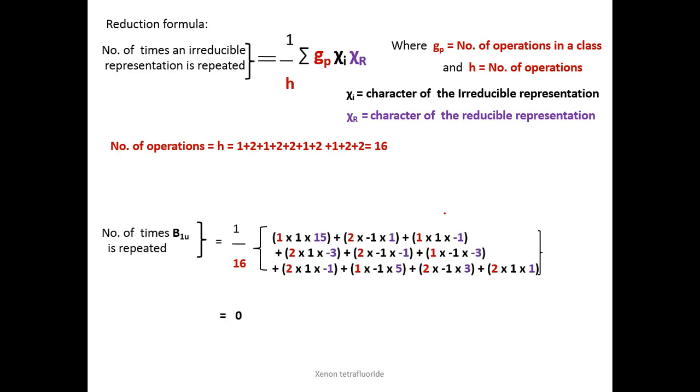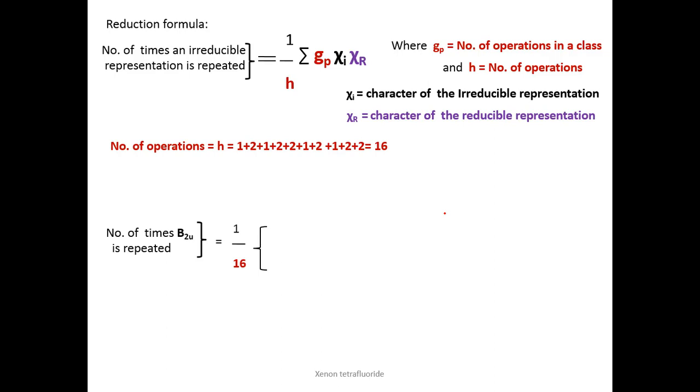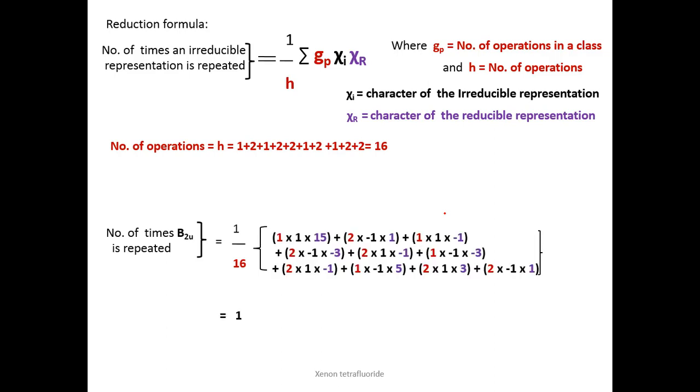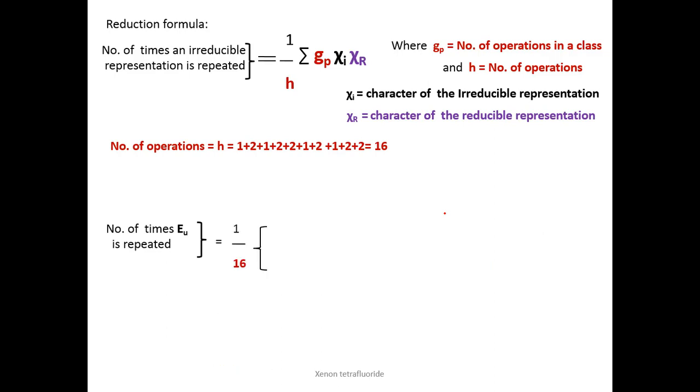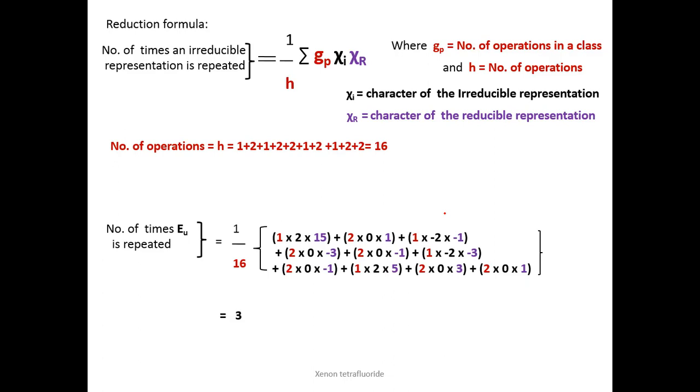Then we have B1U. B1U is 0. You will not find B1U in the final reducible representation. This is B2U, 1 B2U, and next is EU. This is 3 EU, that means the final reducible representation E will be repeated 3 times. You will get 3 EU.